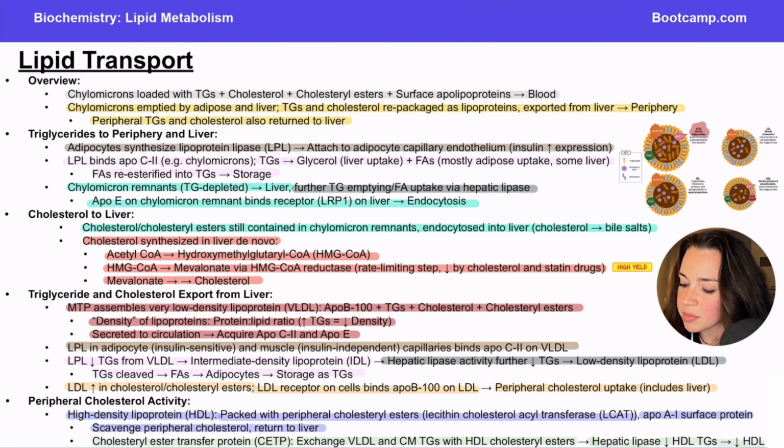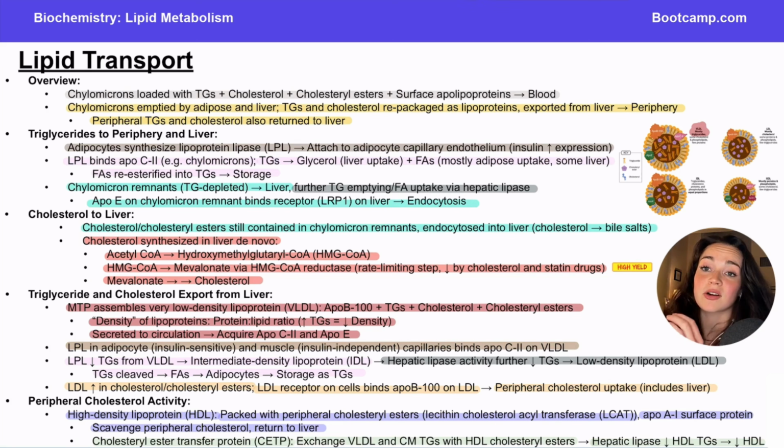And so that's why patients with hyperlipidemia, not only are they high in LDL, that bad cholesterol, but they're also low in HDL, that good cholesterol, because that CETP activity in combination with that hepatic lipase activity is going to destroy those HDLs. Okay, that was exhausting. Let's wrap it up.